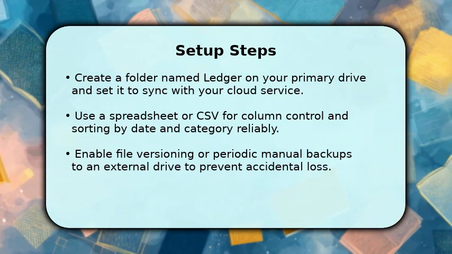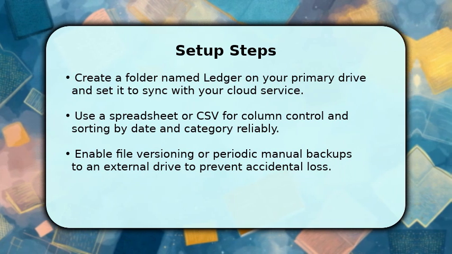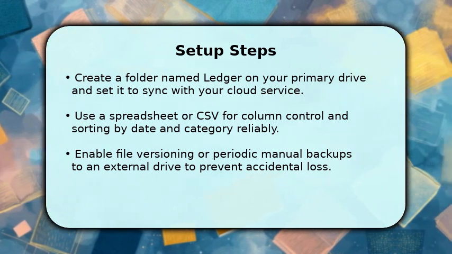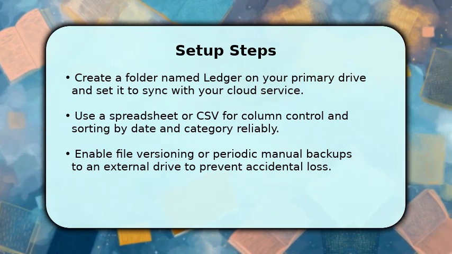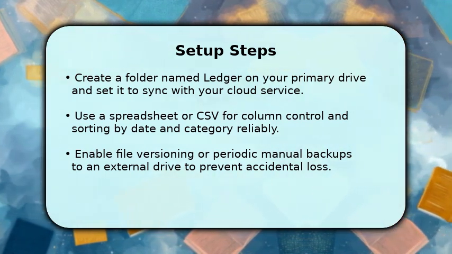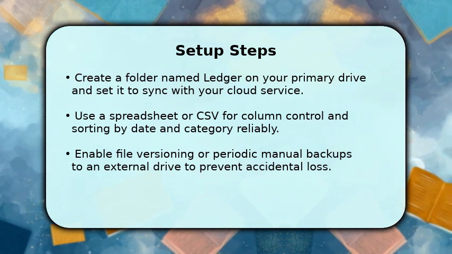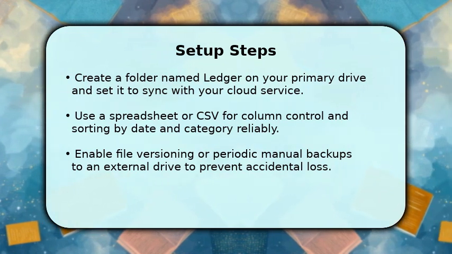Open a spreadsheet, label columns clearly, and choose a consistent date format like YYYYMMDD. Use categories for income, expense, and transfer, and reconcile weekly by comparing bank statements. Format numbers with 2 decimals and use simple formulas for running balance. Keep a README file explaining your column conventions so future you understands why entries were made.